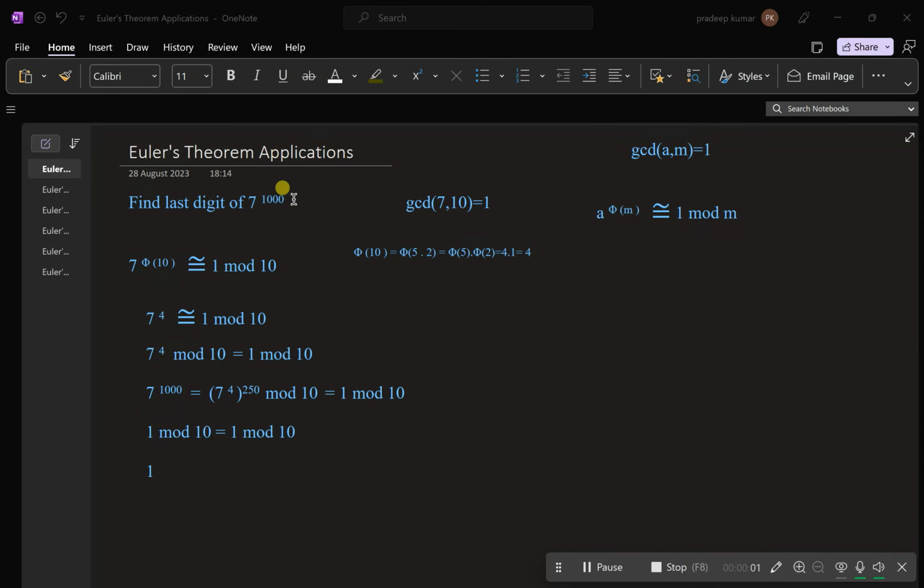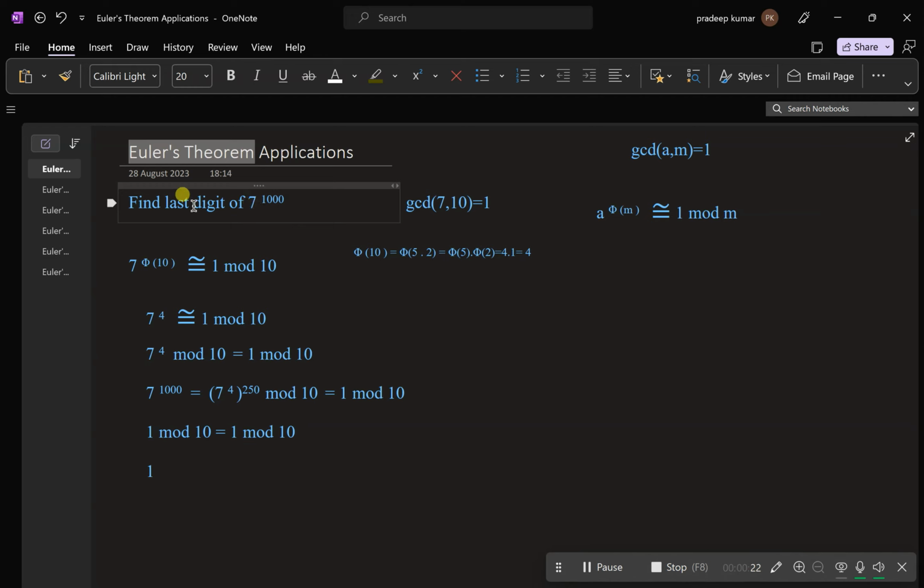In the previous session, we saw how to find the modulus of a given number and how to apply Euler's theorem to find the phi of a function. Now we'll go one step further and see the applications of Euler's theorem. This topic is very important with respect to the exam.